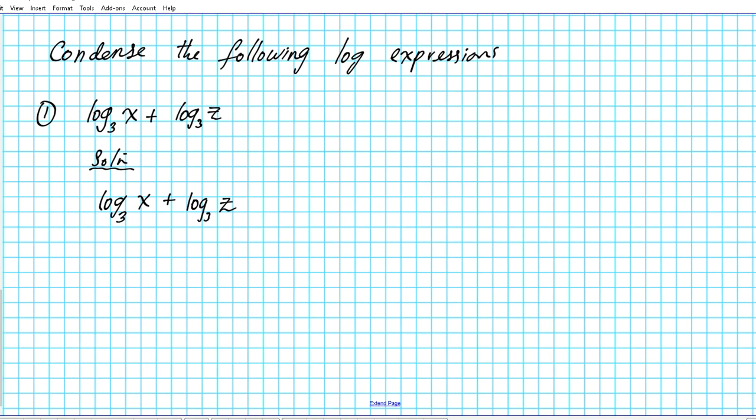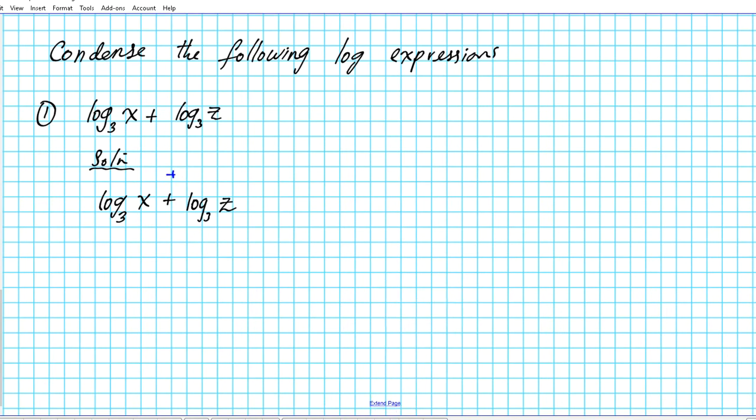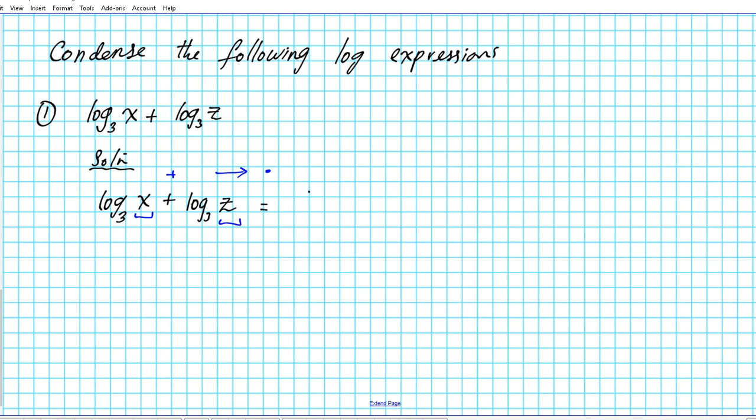We're going to use the product property. Remember, when you're adding logs, it's the same thing as finding the log of the product of the logarithmic arguments. So this plus is going to become the product of these two logarithmic arguments, x and z. This is going to be condensed into log base 3, and then you just multiply the logarithmic arguments, x times z. And that, ladies and gentlemen, is your final answer.